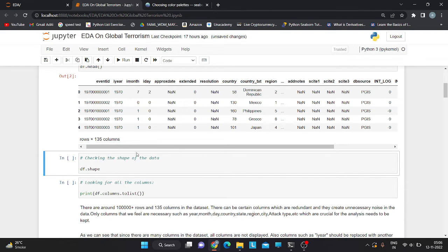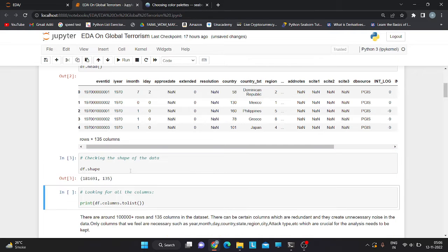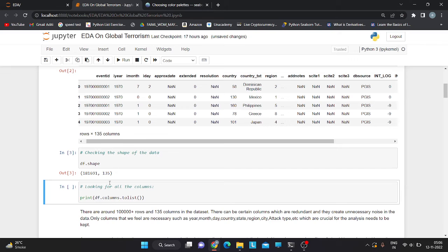So to get the idea of it, we use the attribute .shape. .shape will help us to understand how many rows and columns are there in the data. So I am running this cell in order to see rows and columns. So there are 1,81,691 rows and 135 columns. Imagine the data is so big that we have to deal with.